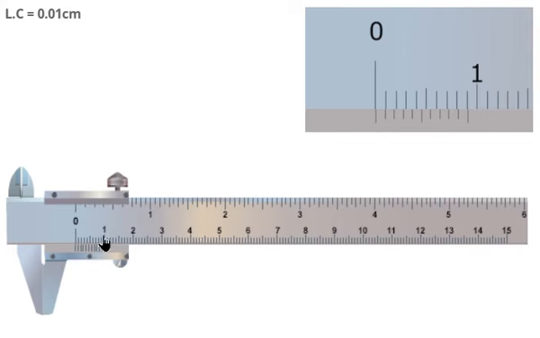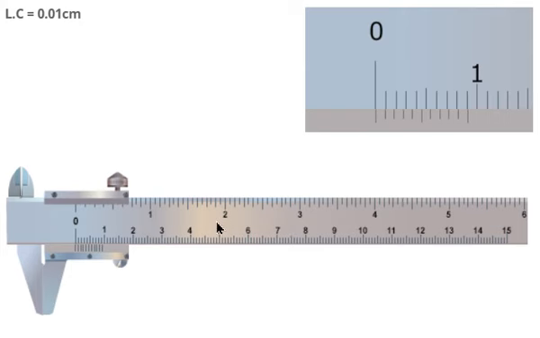A closer look at the scales is something like this. When you get the two jaws in touch with each other like this, if 0 of the main scale coincides with the 0 of the vernier scale, then there is no zero error for this instrument.